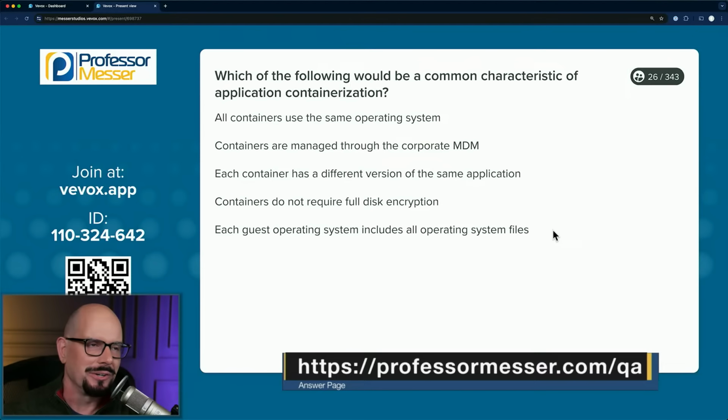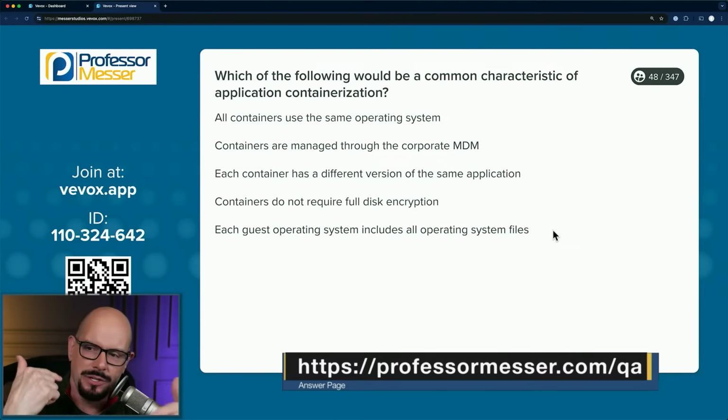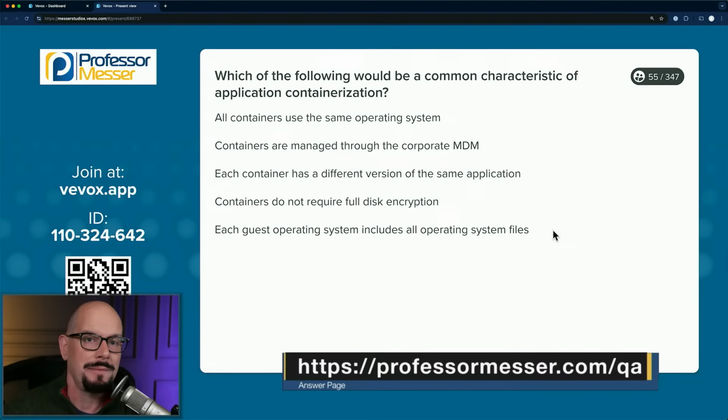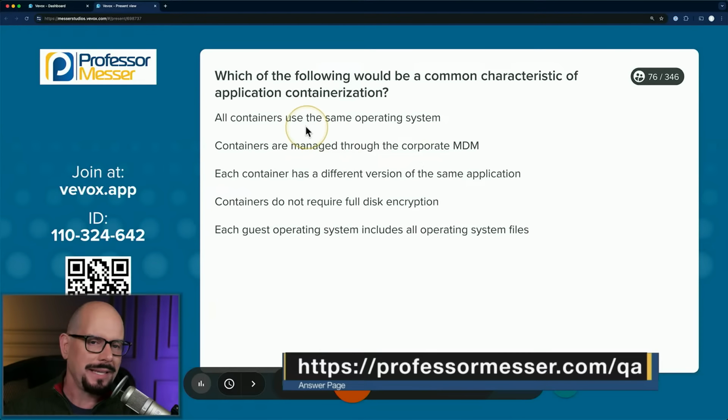Oof, there's a lot here to parse through. Hopefully you are familiar with application containerization. You can pick that one out very quickly. This is a new topic on the 701 exam, so this is one we really need to know. Which of the following would be a common characteristic of application containerization? All containers use the same operating system. Containers are managed through the corporate MDM. Each container is a different version of the same application. Containers do not require full disk encryption, or each guest operating system includes all operating system files.